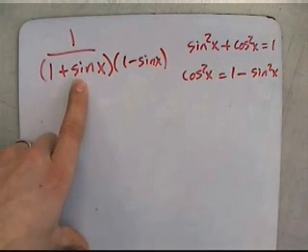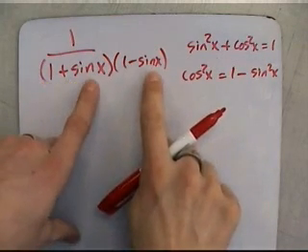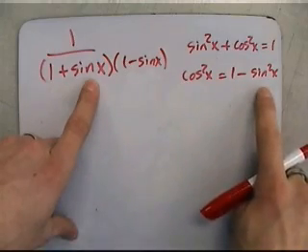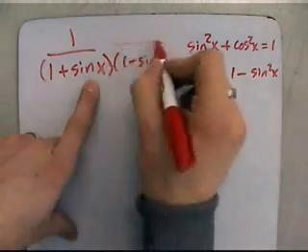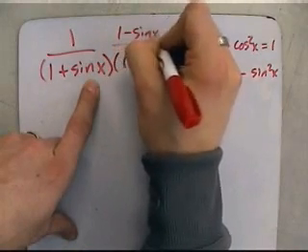And so you just basically have the first and the last term. 1 and 1, negative sine squared. So that's where you get 1 minus sine squared. Now, I have to do that to the top as well. So I'm going to multiply the top by 1 minus sine of x.